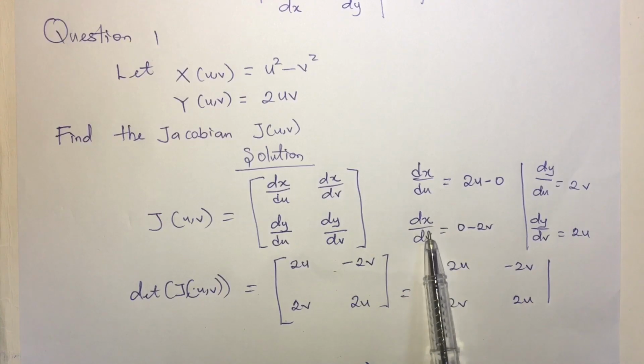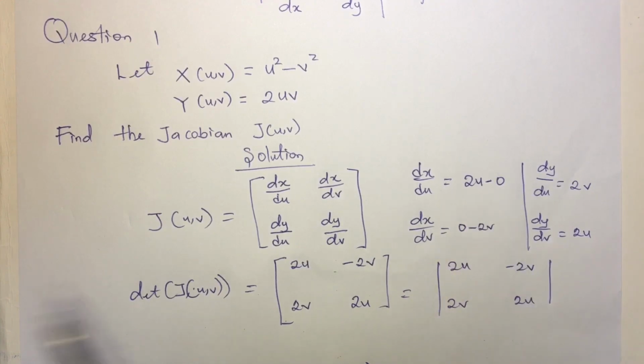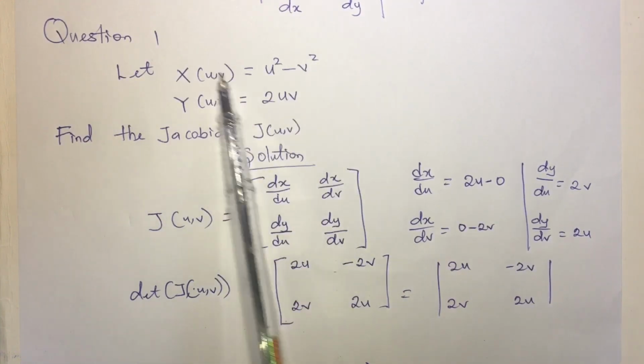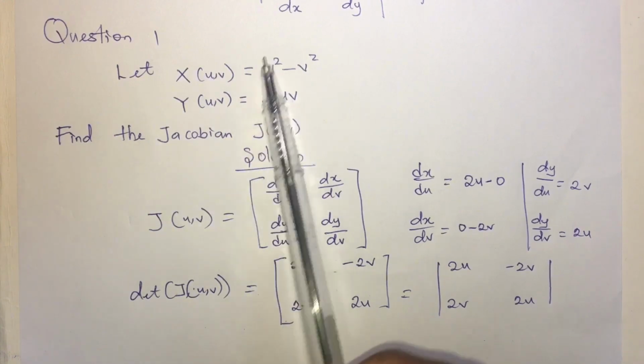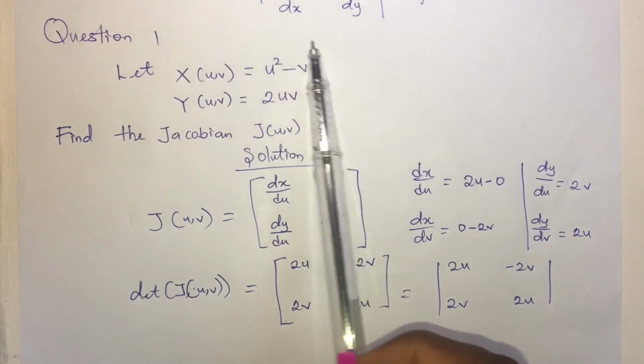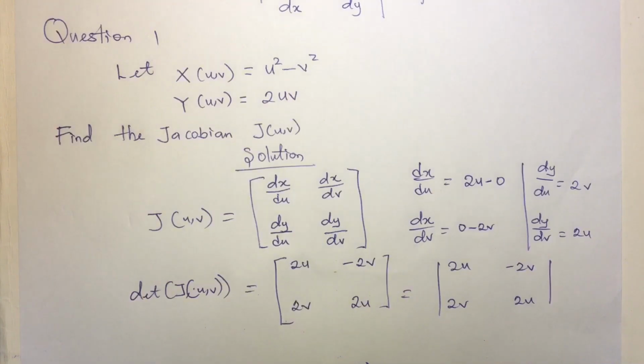Now the ∂x over ∂u is equal to 2u minus 0. The reason is because when you differentiate this particular function with respect to u, we have 2u minus 0, because this v square is a constant, and differentiating a constant is 0.